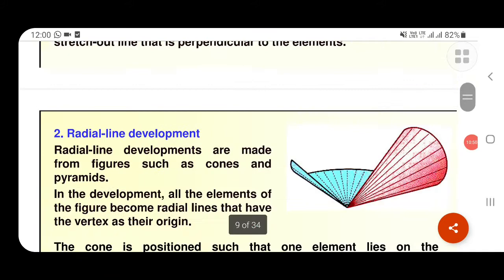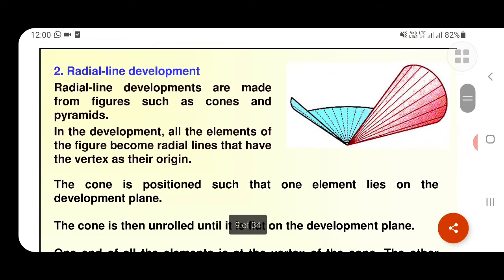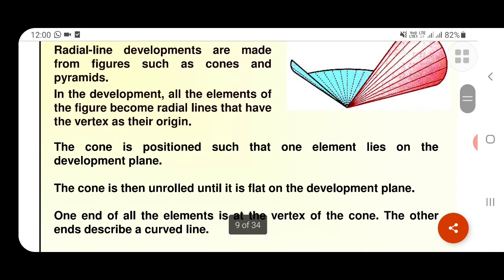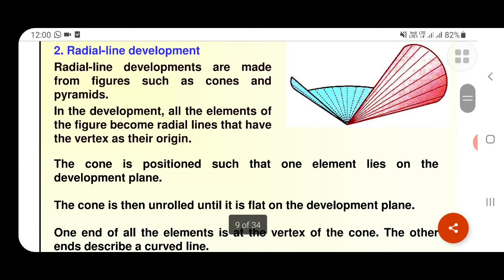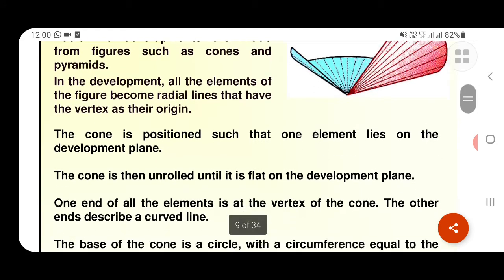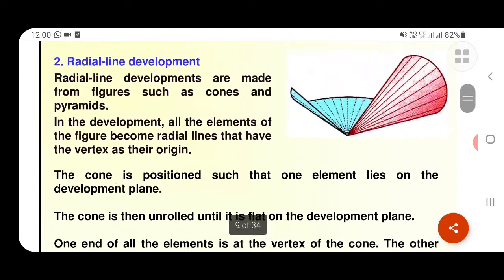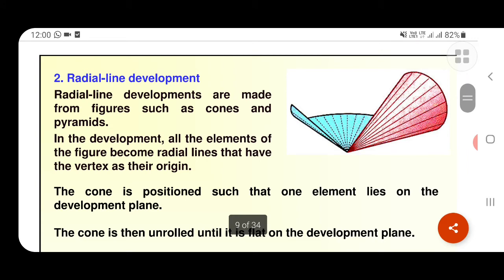Second is the radial line method. In the radial line method, they are made for figures such as cone and pyramids. In the development, all the elements of the figure are radial lines that have the vertex as their origin. The cone is positioned such that one element lies on the development plane. So this is the radial line development method.